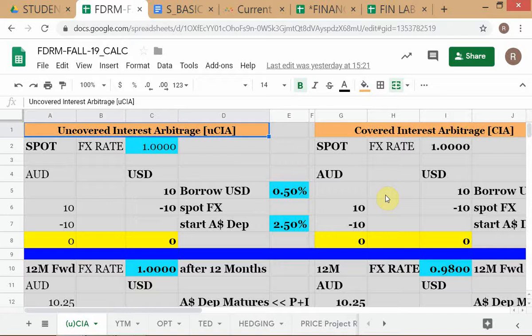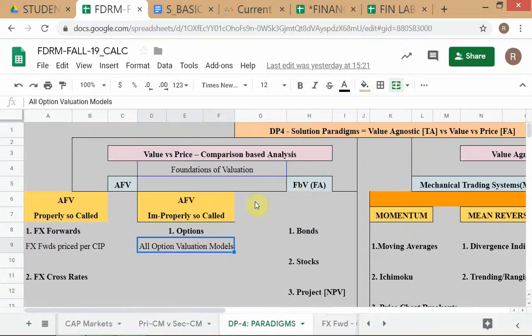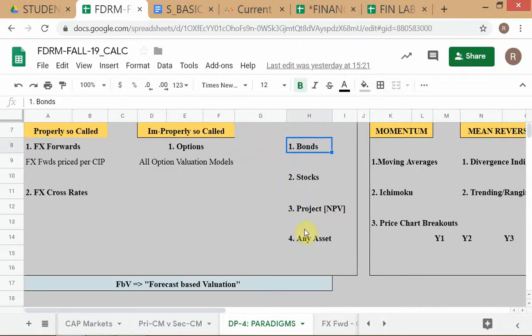In true arbitrage, there will be some other properties, but the main difference is between arbitrage AFV and improperly forecast-based valuation. If we go back to this, do you notice now that all the things you did, your Gordon growth model, your NPV analysis, many of the inputs were forecasts?